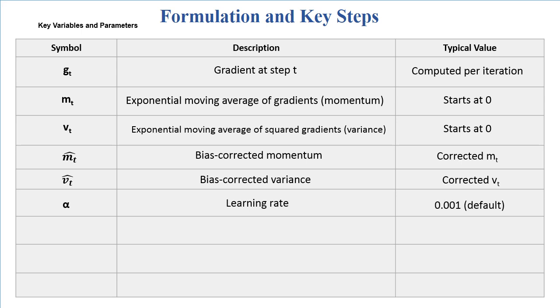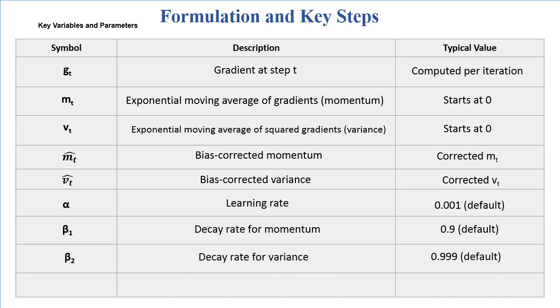Alpha is the learning rate, with a default value of 0.001. Beta 1 is the decay rate for the momentum term, with a default value of 0.9. Beta 2 is the decay rate for the variance term, with a default value of 0.999. Epsilon is a small constant used to prevent division by 0, and it is typically set to 10 to the power of -8. In this section, we explain the algorithm step by step.